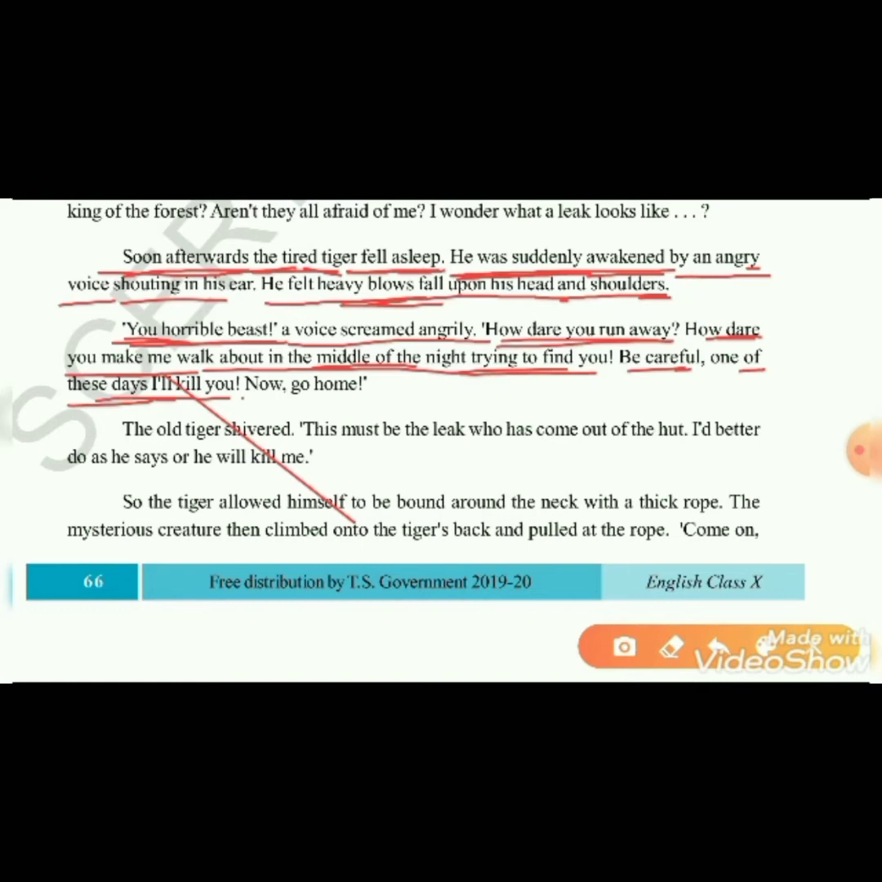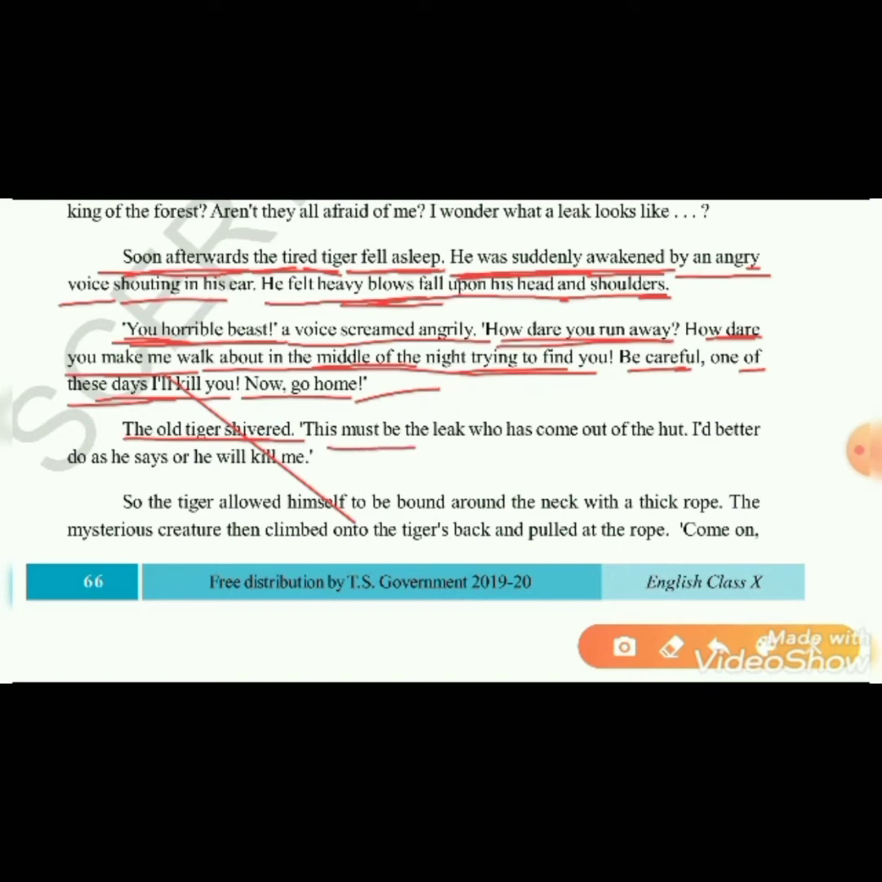"How dare you make me walk in the middle of the night trying to find you? Be careful, one of these days I'm going to kill you. You run away from me and give me work? What is the work you give me? To walk and search for you in the night time when it is raining. Now remember, I will kill you one day. Now go home. Come, let's go home."